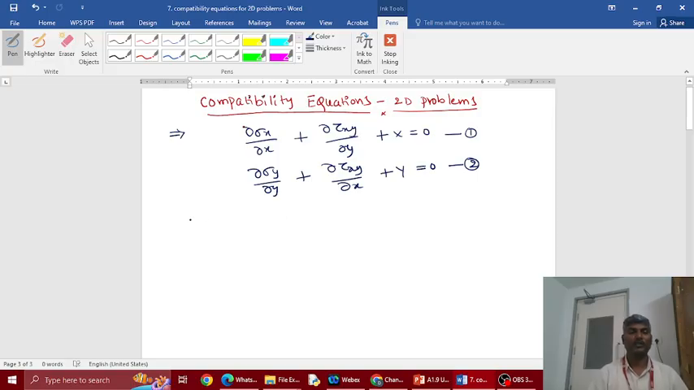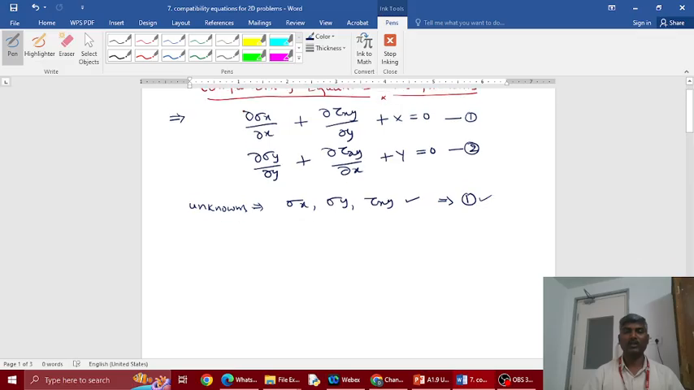So the unknowns here, just listing them: sigma x is unknown, sigma y is unknown, tau xy is unknown. So you have three unknowns, whereas your equations are only two. So you need one compatibility equation. What is that one compatibility equation that you have to use here?